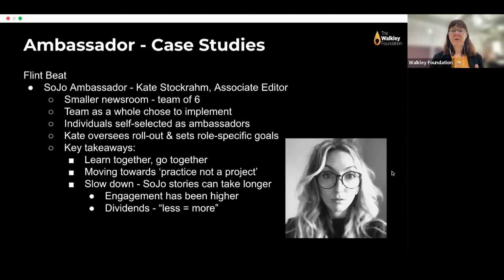They're also moving towards making this an ongoing practice rather than individual projects, and that there's a need to slow down. Although solutions journalism stories can take longer, the dividends are higher with that longer time investment on engagement and revenue. So just beginning to think less is more, because we do operate in a very high speed industry.